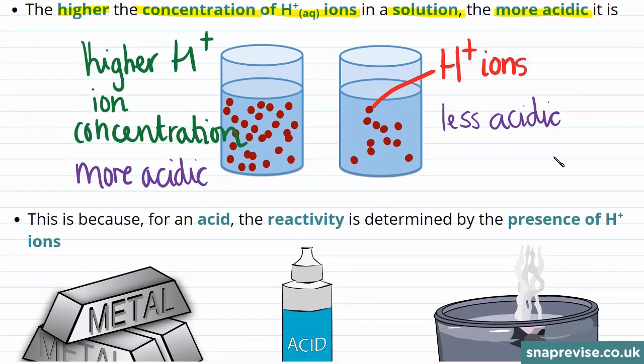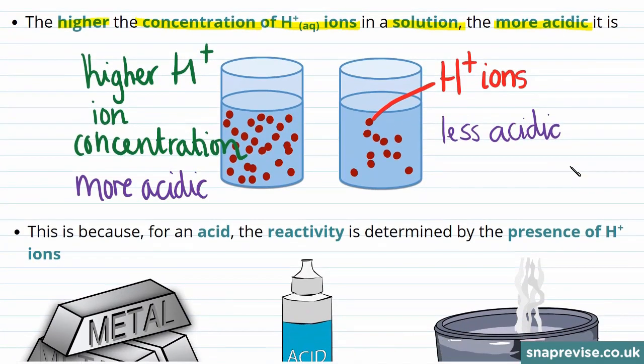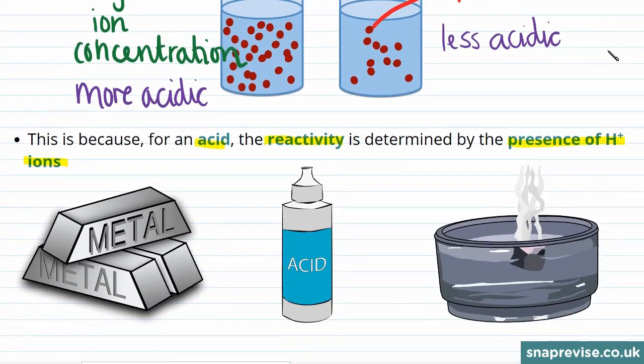The reason that we think about the concentration of H+ ions in a solution and associate this with the acidity of the solution is because for an acid, the reactivity is determined by the presence of these H+ ions. They are the important feature that make acids acids.